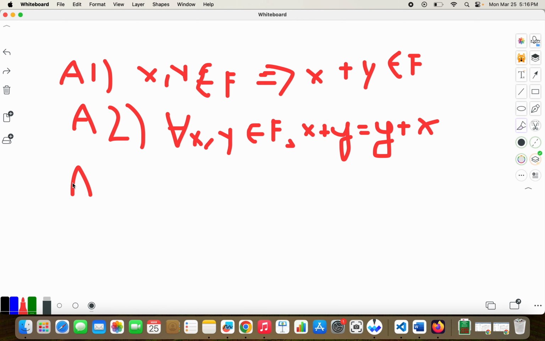Associatively, guess how you're going to write this one? Well, this time you're actually going to use 3 variables because that's how you did it in elementary school as well.